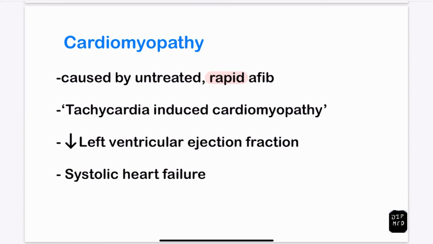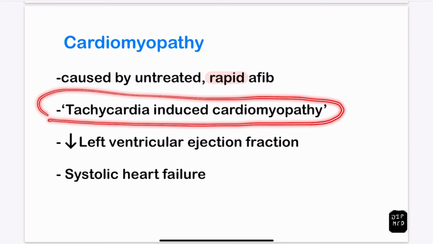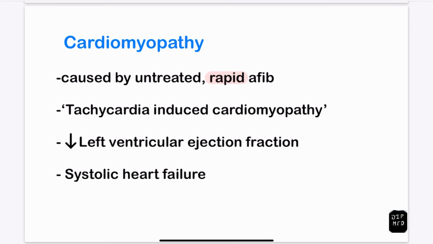Atrial fibrillation can lead to a cardiomyopathy. This is caused by untreated rapid atrial fibrillation. The word rapid is highlighted because the heart rate should be rapid to cause this cardiomyopathy. In fact, it's called tachycardia-induced cardiomyopathy. If the atrial fibrillation occurs for a long period of time, then the ejection fraction of the left ventricle will decrease, and this can lead to systolic heart failure. And as I mentioned before, many patients with atrial fibrillation are asymptomatic. So, heart failure could be the reason the patient experiences symptoms for the first time.